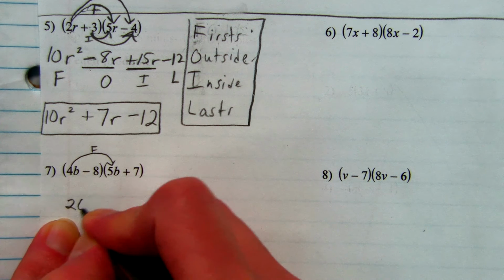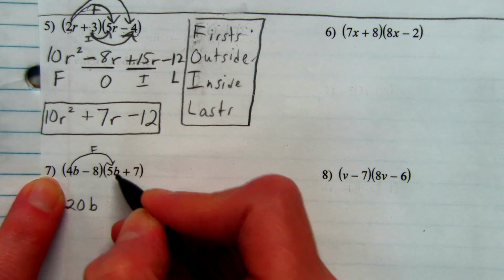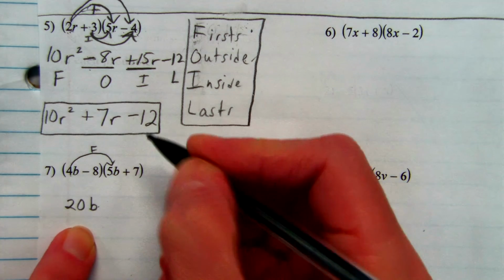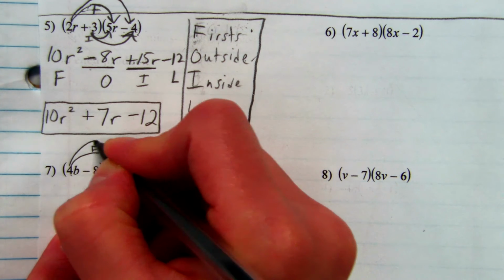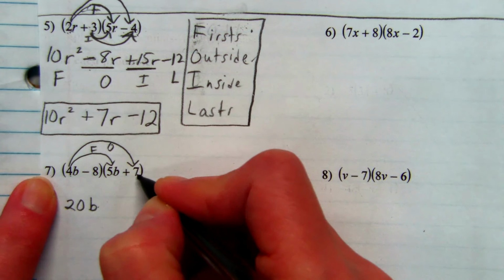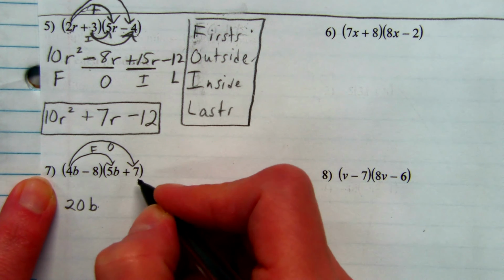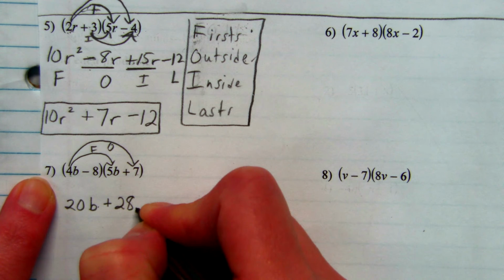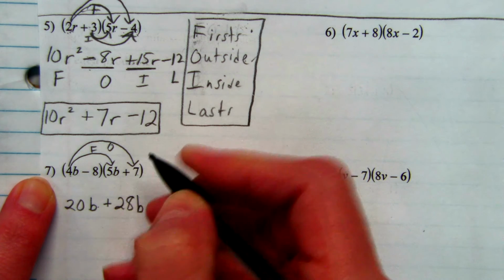20b. It is multiplying. So he had it right. 20b. That's my firsts. And then I'm going to do my outside. So 4b times 7, 28. Good. So it's positive 28, so I use a plus sign to separate that. Plus 28b. That's my outside.